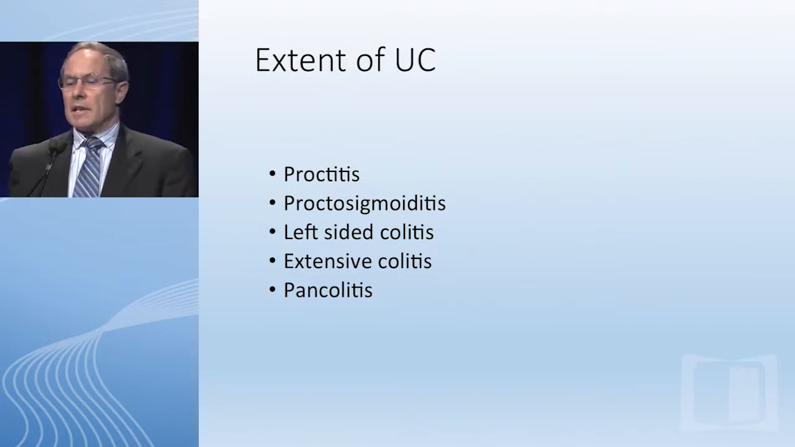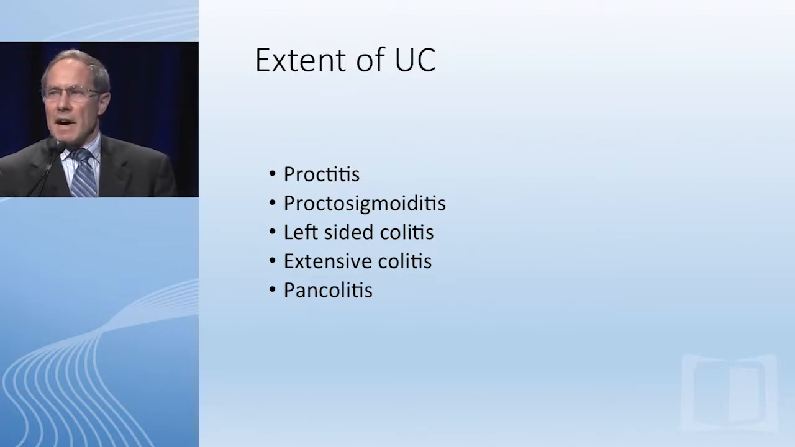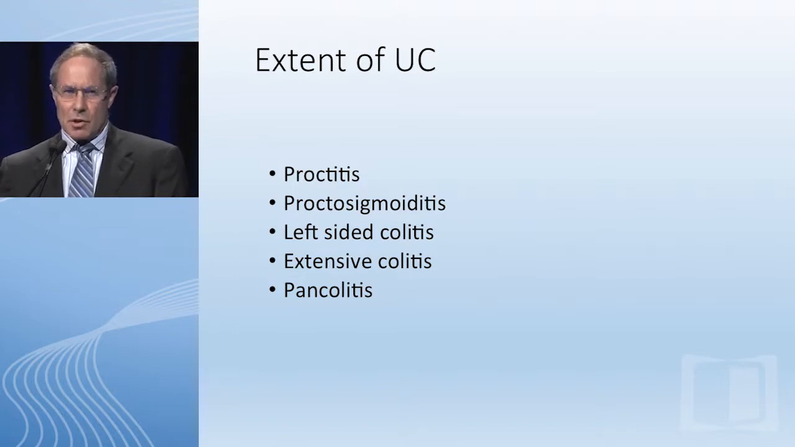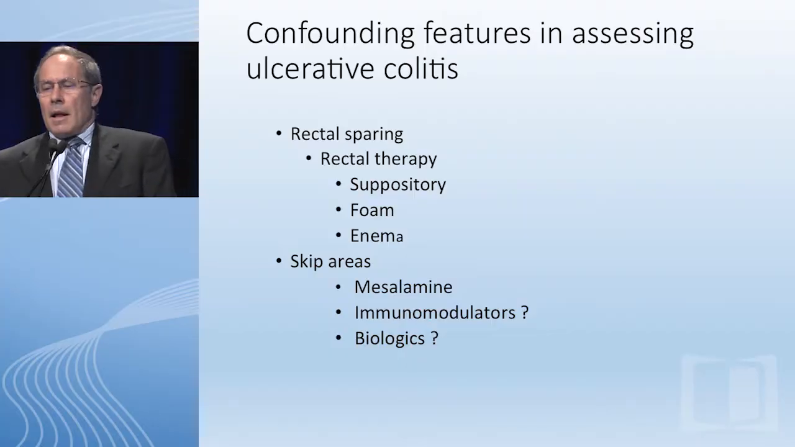Extent of ulcerative colitis can be categorized into 5 different types: proctitis limited to the rectum, proctosigmoiditis, left-sided colitis, extensive colitis, which is a relatively new term, perhaps over the last decade, that includes disease to the hepatic flexure, and then disease beyond the hepatic flexure is termed pancolitis.